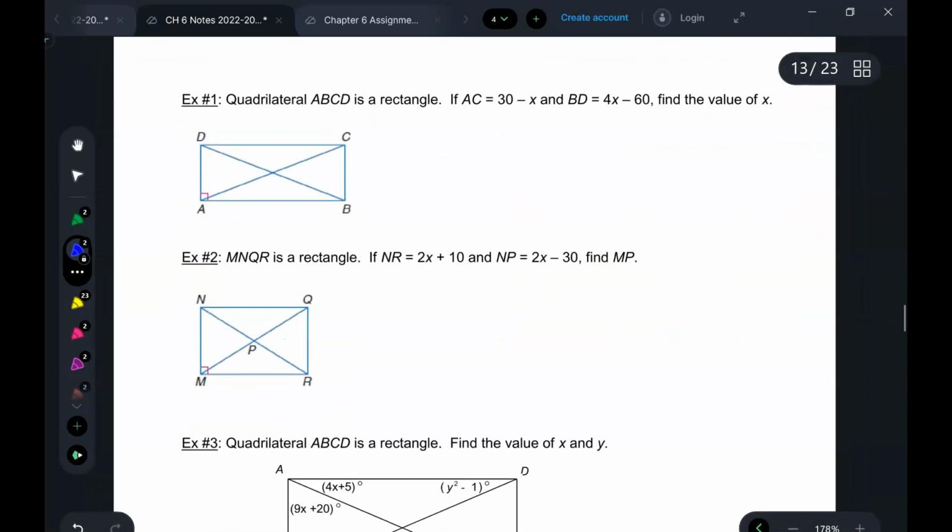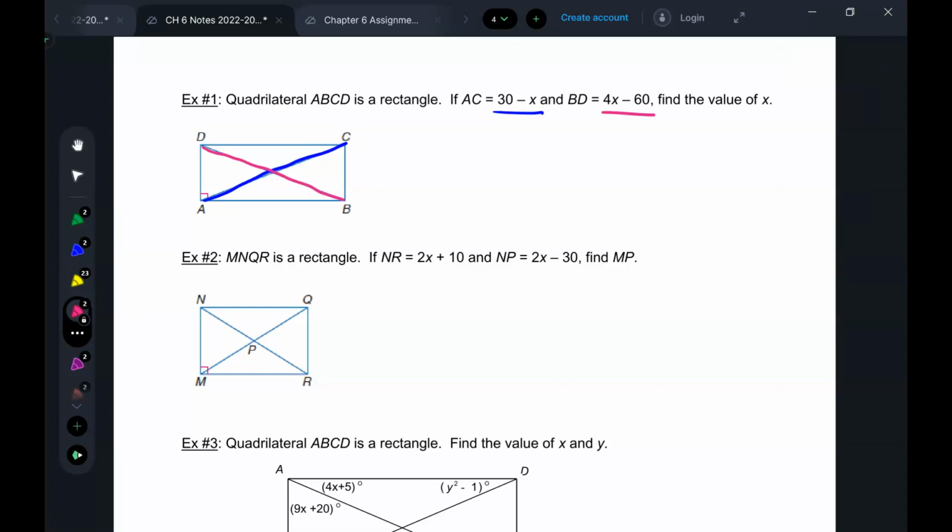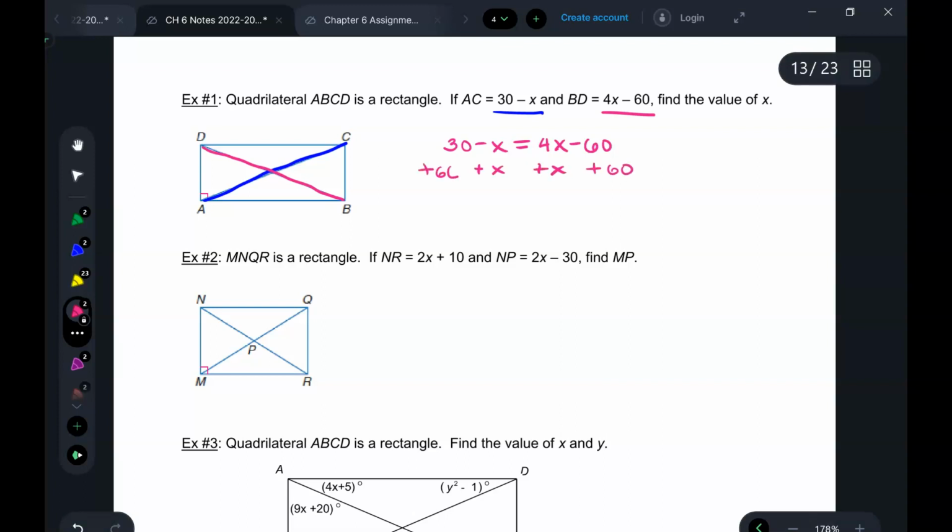Okay. So we have quadrilateral ABCD is a rectangle. AC, this whole thing, is 30 minus x, and BD is 4x minus 60. Find the value of x. Set them equal to each other, because what was that last theorem that we did? We said diagonals are congruent. Only in a rectangle, though. So here I would add x, add 60, so 90 equals 5x.